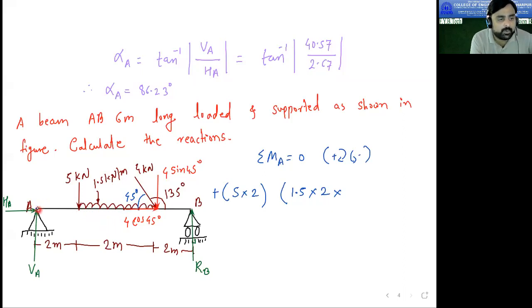So now we are taking the moment from point A. Here I will show you that force. This force will act somewhere here, and this is your force of 1.5 into 2. Then what is the distance? Distance will be 2 plus 1, 3. So the distance is 3. Again, this is moving downward, so it will rotate in clockwise direction.